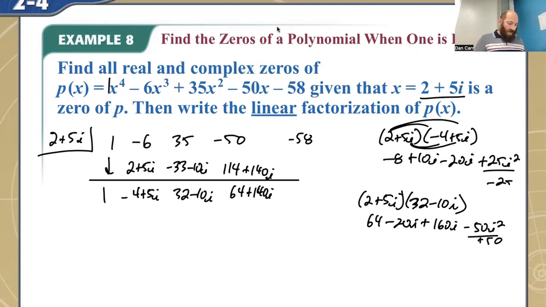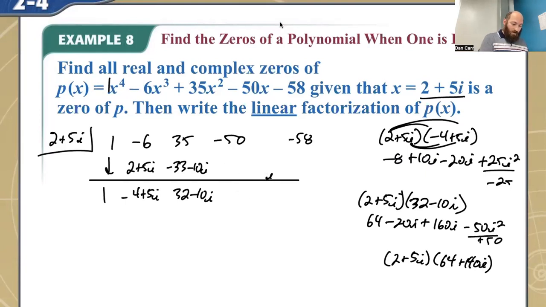So we're going to go ahead and do the same thing. We're going to distribute the 2 plus the 5i times 64 plus 140i. Okay, I need to go back a little bit. I'm sorry about that. I just realized I went a little too quickly with my thought process here. Okay, I don't know why I wrote 32 there. That messes up a lot of that.